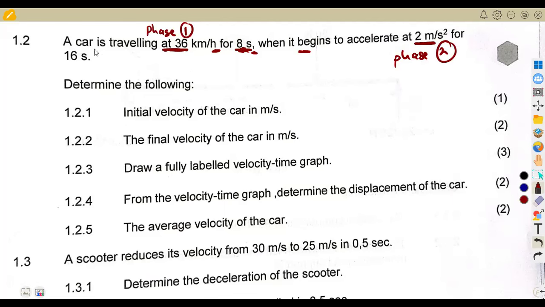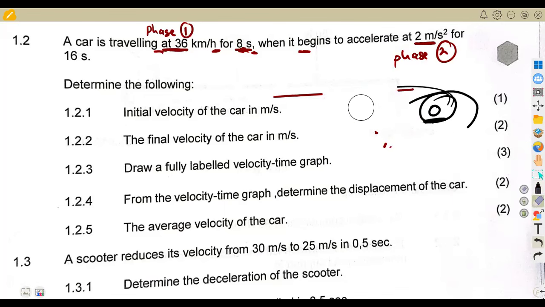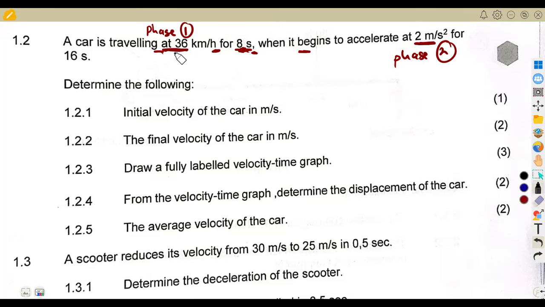In the first phase, it is traveling at this speed for 8 seconds. It's a constant speed. What does it mean if the speed is constant? The velocity is constant. There is no acceleration, because you are not changing the velocity. Remember, acceleration happens when there is a change in velocity over the change in time. The velocity is maintained at 36, meaning the change in velocity is zero. So there is no acceleration, no matter if you travel for 5 hours or whatever. In the second phase, there is now an acceleration.